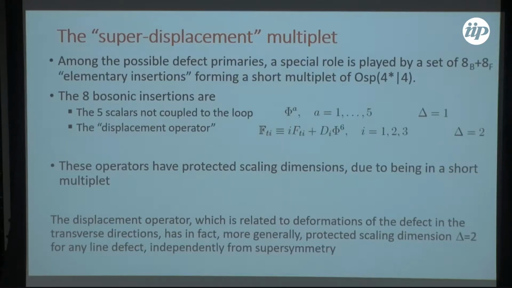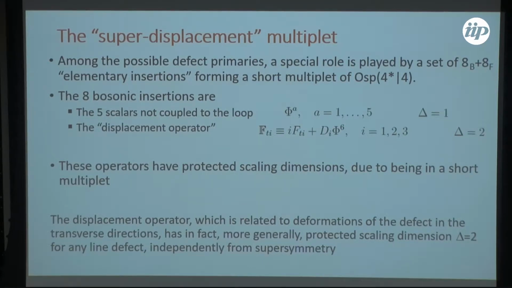So let's see. Okay, so among all the possible operator insertions, there is a special multiplet of simple kind of insertions, which is called the super displacement multiplet. So this is made of 8 bosonic and 8 fermionic insertions, which form some protected short multiplet of OSP(4*|4). The bosonic insertions are just the 5 scalars that don't couple to the Wilson loop. So these have dimension 1. It's clear that they have dimension 1 at weak coupling, but they're actually protected by supersymmetry because they belong to this short multiplet.